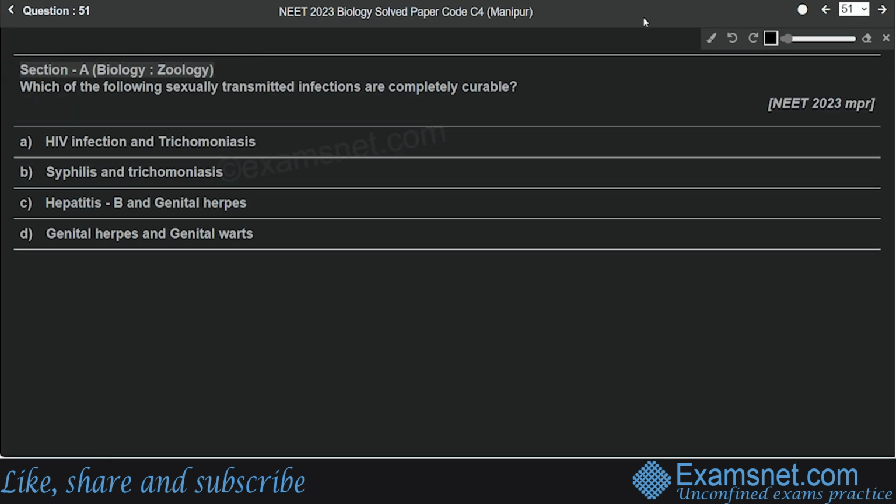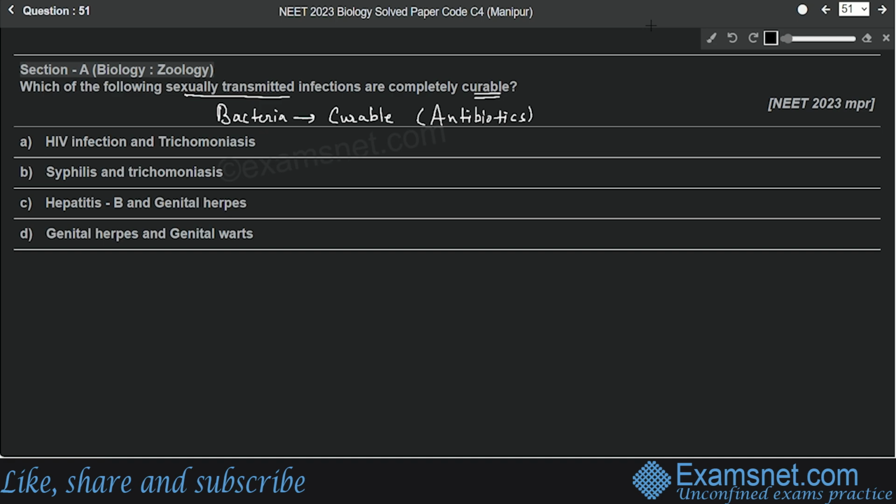Question number 51 is from the chapter Reproductive Health, and the question is, which of the following sexually transmitted infections are completely curable? So here you should remember one thing, that those sexually transmitted infections which are caused by bacteria are generally curable, okay, because they can be cured with the help of antibiotics, whereas these sexually transmitted infections which are caused by viruses or other microbes are not curable. Okay, now let's see the options.